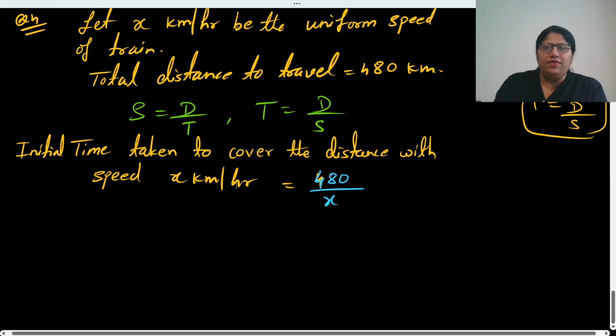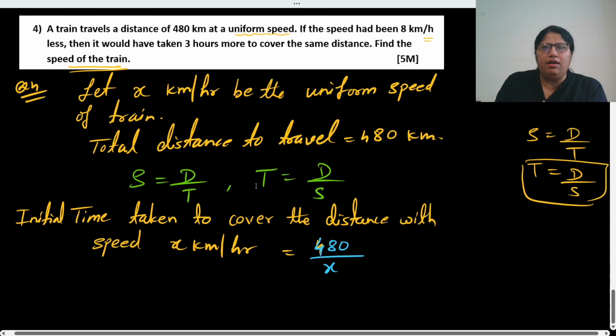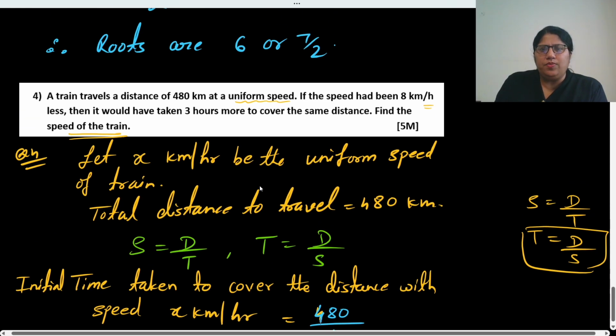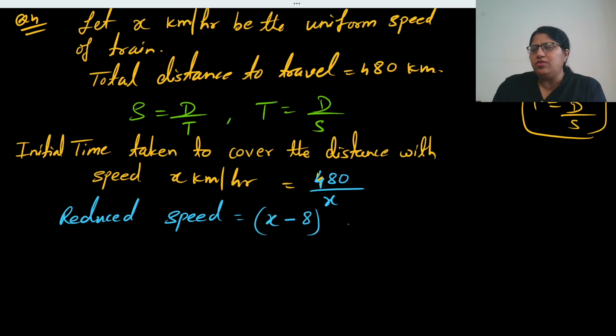Now here, if the speed is decreased, because it's written here, 8 kilometer per hour less the next time, the speed had been reduced. So this is another case. This is the first case. So what is your reduced speed here? Initially it was x kilometer per hour, then it decreased by 8. So the new decreased speed is going to be x minus 8 kilometer per hour.